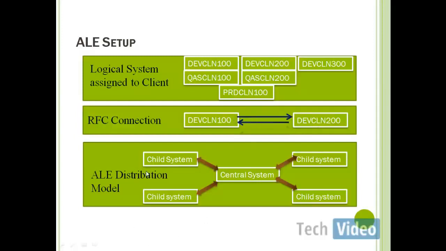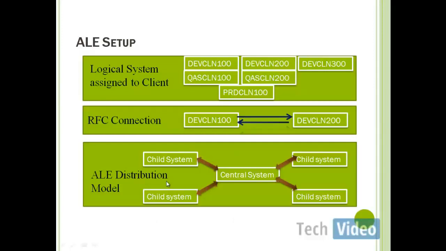Then let's come to the ALE distribution model. So we understood what is logical system, then we understood what is RFC. Then next one is, using this RFC which we have created from the central system to each child system, we can create the ALE distribution model. In some of the cases you may already have an ALE distribution model defined, so you may not go to logical system and create all these things. It may be already there if you are using ALE distribution model for different business scenarios.